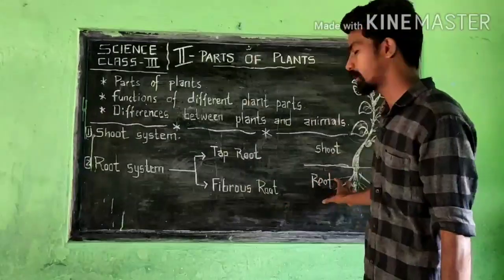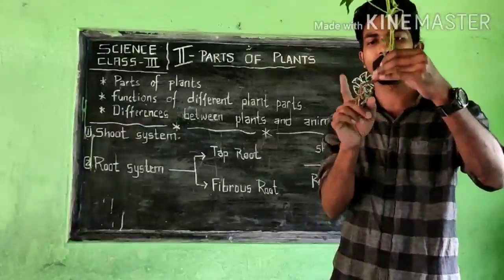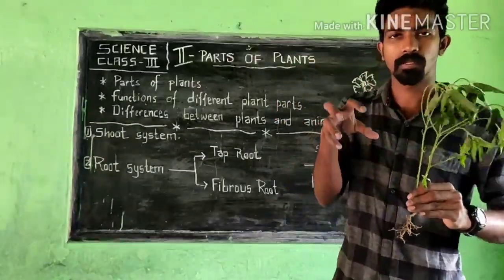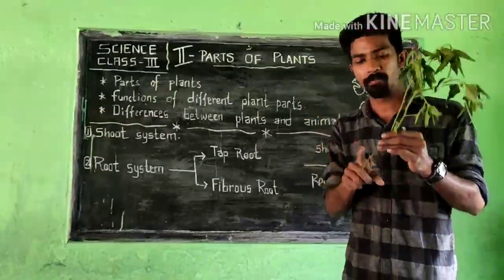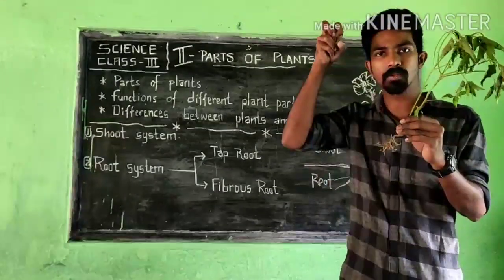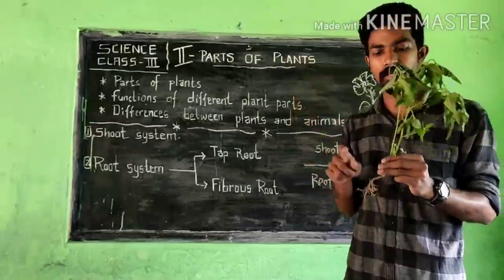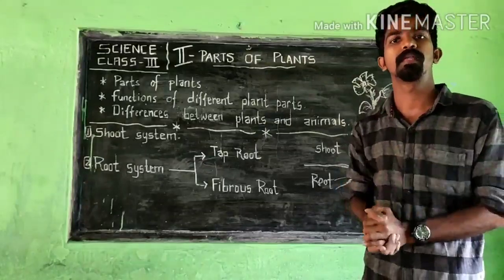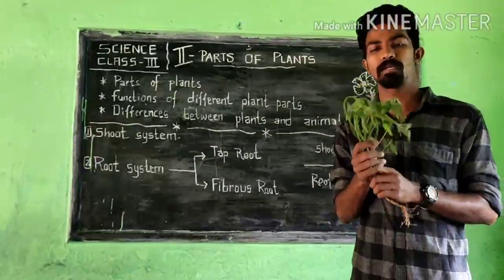With the help of the root, that is the next point. Again, the root helps the plants to get minerals, vitamins, and water from the soil itself. That is one of the main functions of the root. From the roots, the plant gets water and minerals from the soil, which are needed for the plant to make its own food.